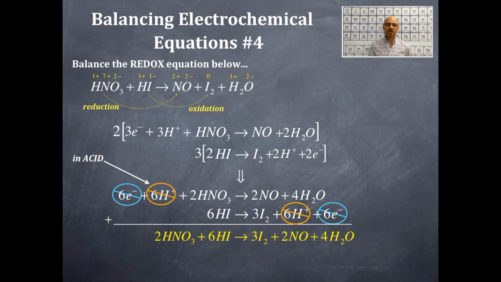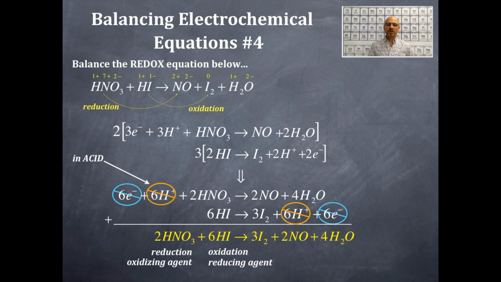In terms of oxygens, I have 6 oxygens on the reactant side, and on the product side 2 NOs, that's 2 oxygens, and 4 waters, that's 2 plus 4, for a total of 6 oxygens. In terms of the iodines, I have 6 iodines on the reactant side and 3 times 2, that's 6 iodines on the product side. It's most certainly balanced. Okay, and now you can label this.